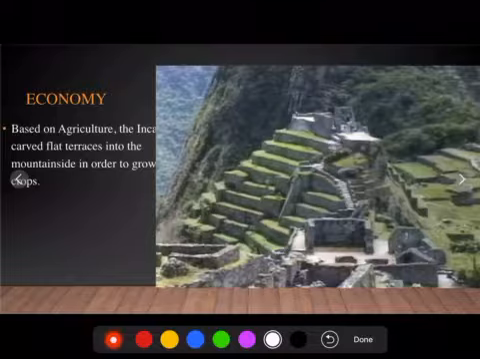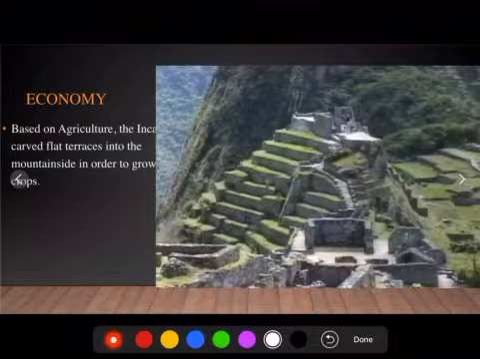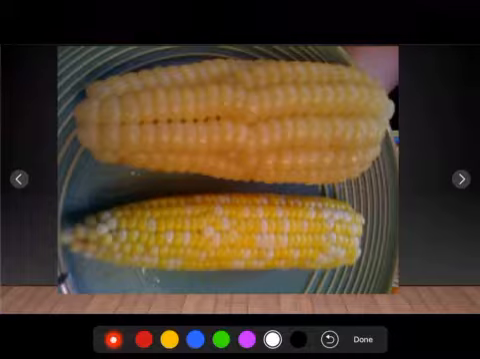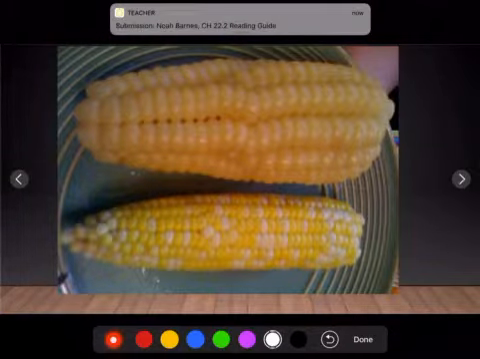Does anybody know what their major crop was? Any guesses? Yes. Corn. Corn, very good. They called it maize. Wait, so why is it corn? Maize. Also has to say something. What? It's pronounced maize. Thank you.